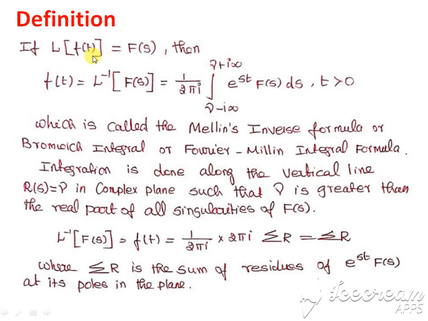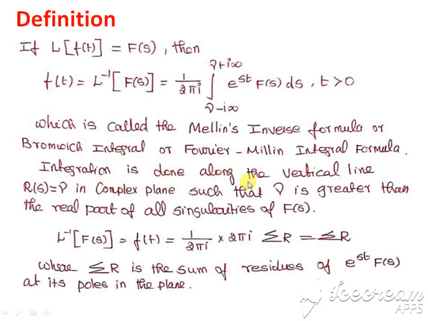if the Laplace transform of f(t) is equal to F(s), then the inverse Laplace transform of F(s) becomes f(t), which is equal to 1 divided by 2 pi i times the integral from gamma minus i infinity to gamma plus i infinity of e^(st) F(s) ds, where t is greater than 0. This is called Mellin's inverse formula, or Bromwich integral, or Fourier-Mellin integral formula.